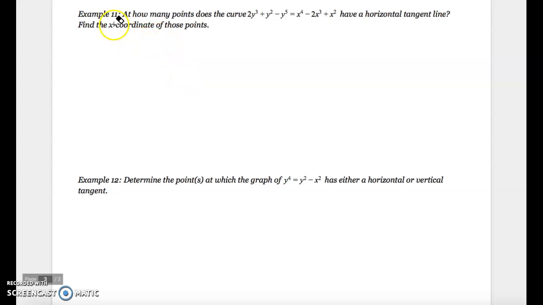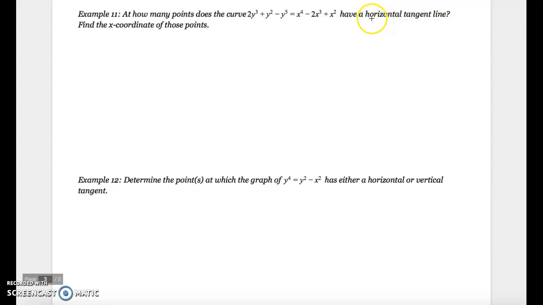All right, in this last video, we're going to go ahead and work through example 11 and 12. So we're working still with implicit differentiation and figuring out where our curves would have horizontal tangent lines or vertical tangent lines. So for this one, how many points does the curve have a horizontal tangent line? And then they just want us to find the x-coordinates of these points.